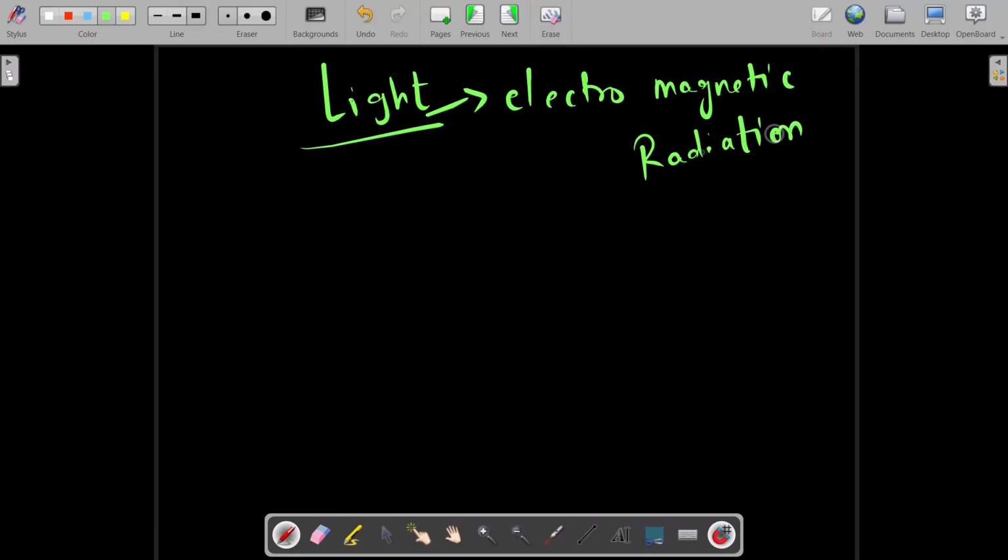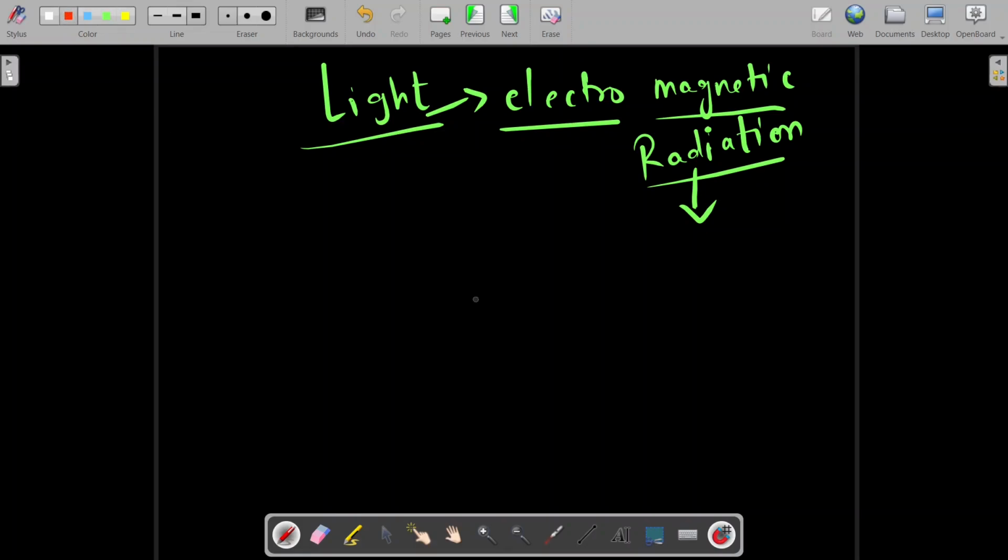So here we are not going to learn everything about light. What is very important for your examination and for quick understanding, what you need to know, that I am going to teach you. In this slide, electromagnetic radiation. What is electromagnetic radiation? First, let's learn what is radiation. After that, what do you mean by electromagnetic radiation?